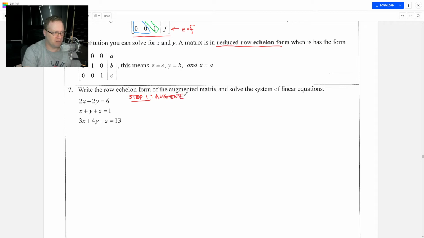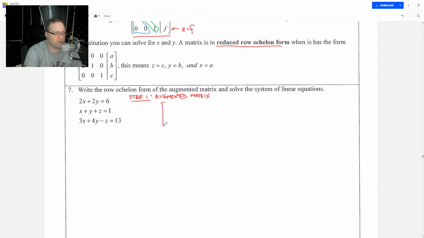Augmented matrix. I need to get a pen so that I can write faster. Okay, so we have augmented matrix. That's the first part. We want to change this into an augmented matrix. Well, we learned how to do that yesterday.